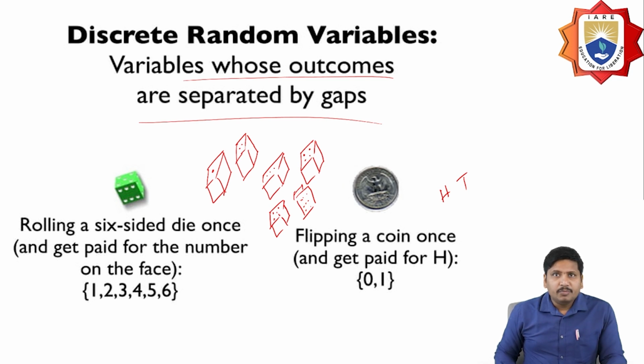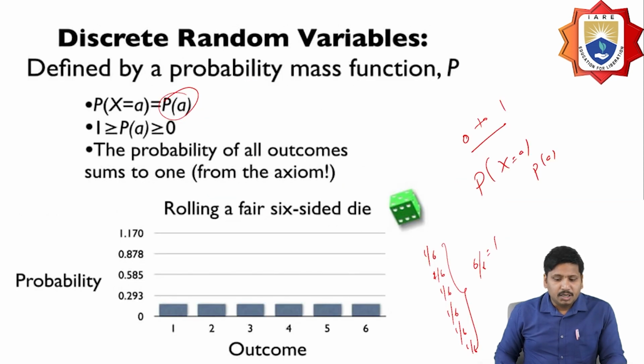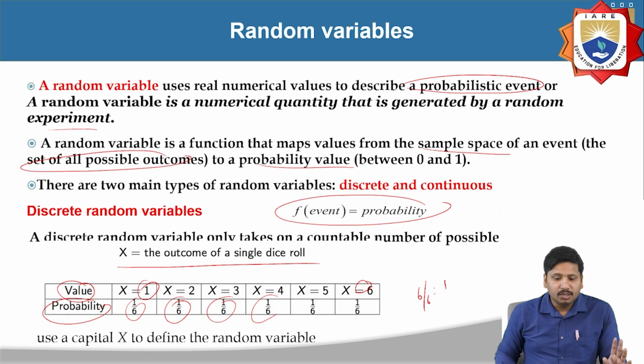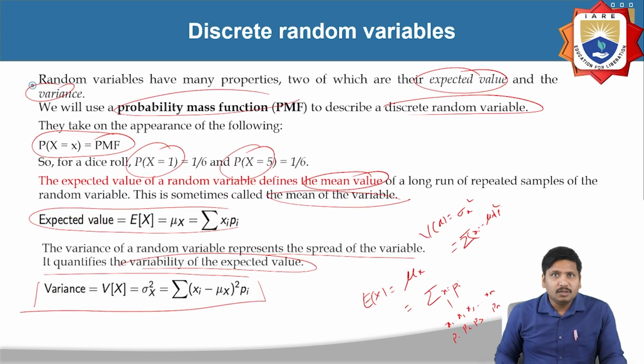So these discrete random variables have separated outcomes, where the outcomes are separated by gaps, and the probability mass function is used for a discrete random variable, and for a continuous random variable you have to consider the probability density function. A random variable describes a probabilistic event, or it may be a numerical entity generated by the random experiment, or it may be a function that maps the values, that means from the sample space of an event to the probability value.